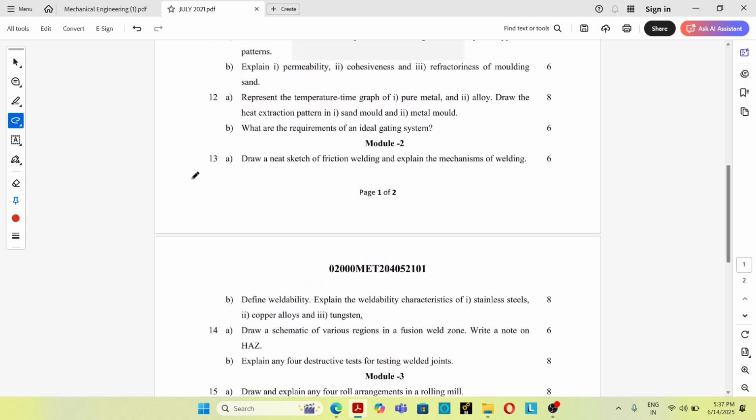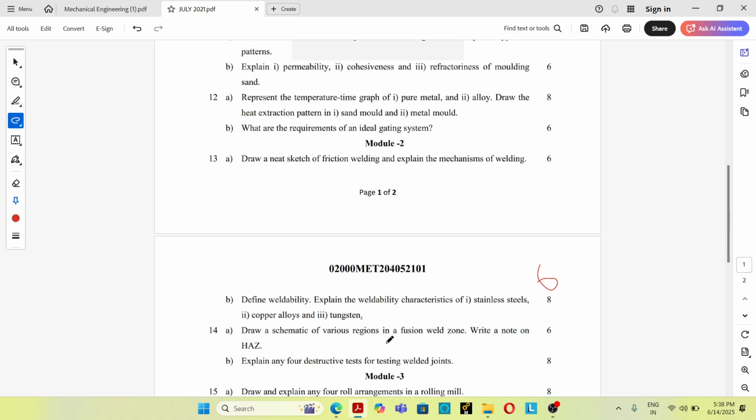Then the essay questions are: draw a neat sketch of friction welding and explain the mechanism of welding. So you have to draw a neat sketch and explain the mechanism of the friction welding process. Then define weldability, and explain the weldability characteristics of stainless steel, copper alloy, tungsten. This is an 8 mark question. Here also you have no 8 mark question, only 6 mark questions in Part B.